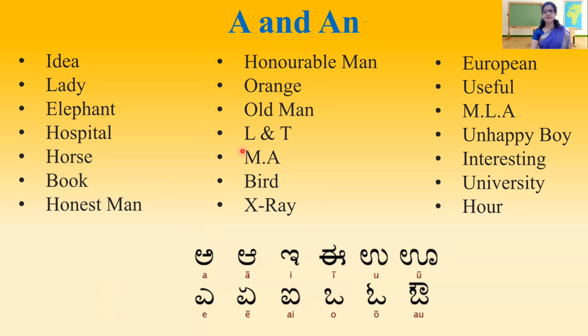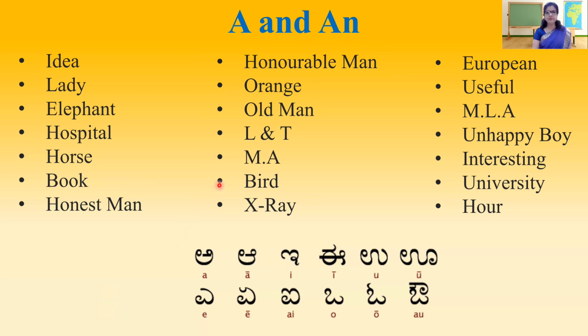Here it is a tricky one. What is that? L and T. L and T company. Okay. Here, even though it is a consonant letter, it gives you a vowel sound A. It begins with A, right? L and T. It is an L and T company. You can't write it is a L and T, because we are pronouncing A, beginning with A. So it is an L and T company.